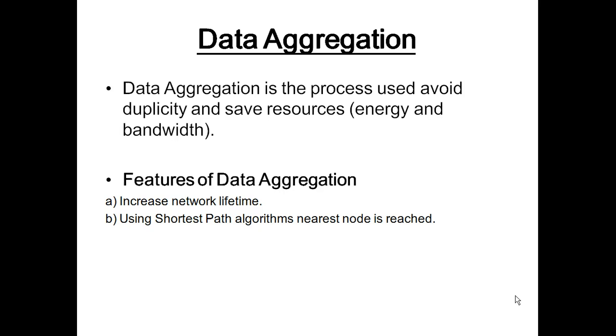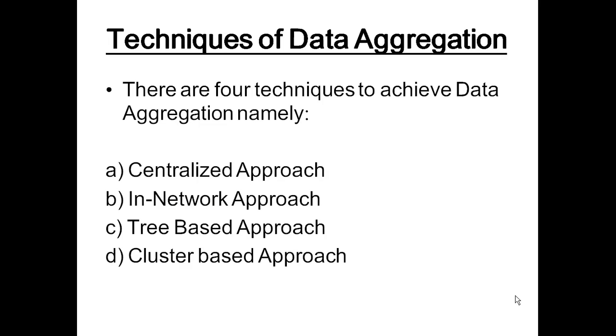The second one is using the shortest path algorithm for the nearest node. By using these shortest path algorithms, we can reach the nearest node very easily, and by reaching these nearest nodes using the shortest path algorithms, we can reduce the data redundancy loads. So now the next topic is the techniques we are going to study for performing the data aggregation. There are mainly four types of techniques which help us in achieving the data aggregation.